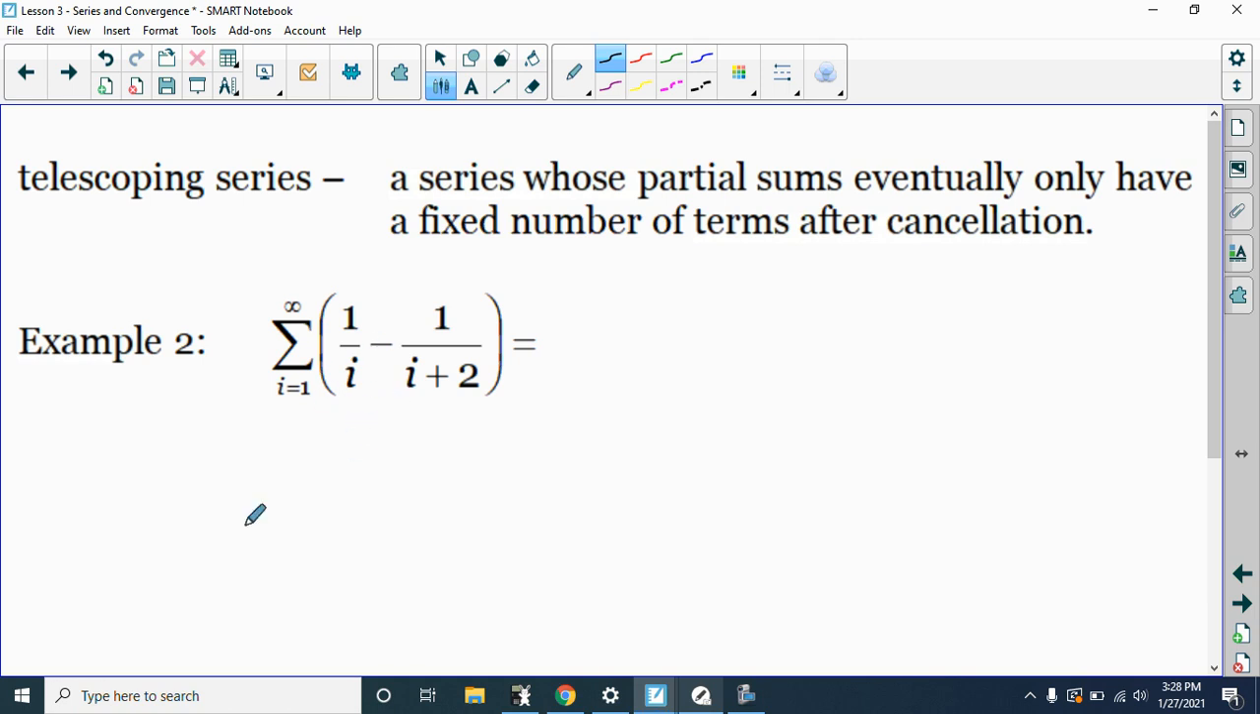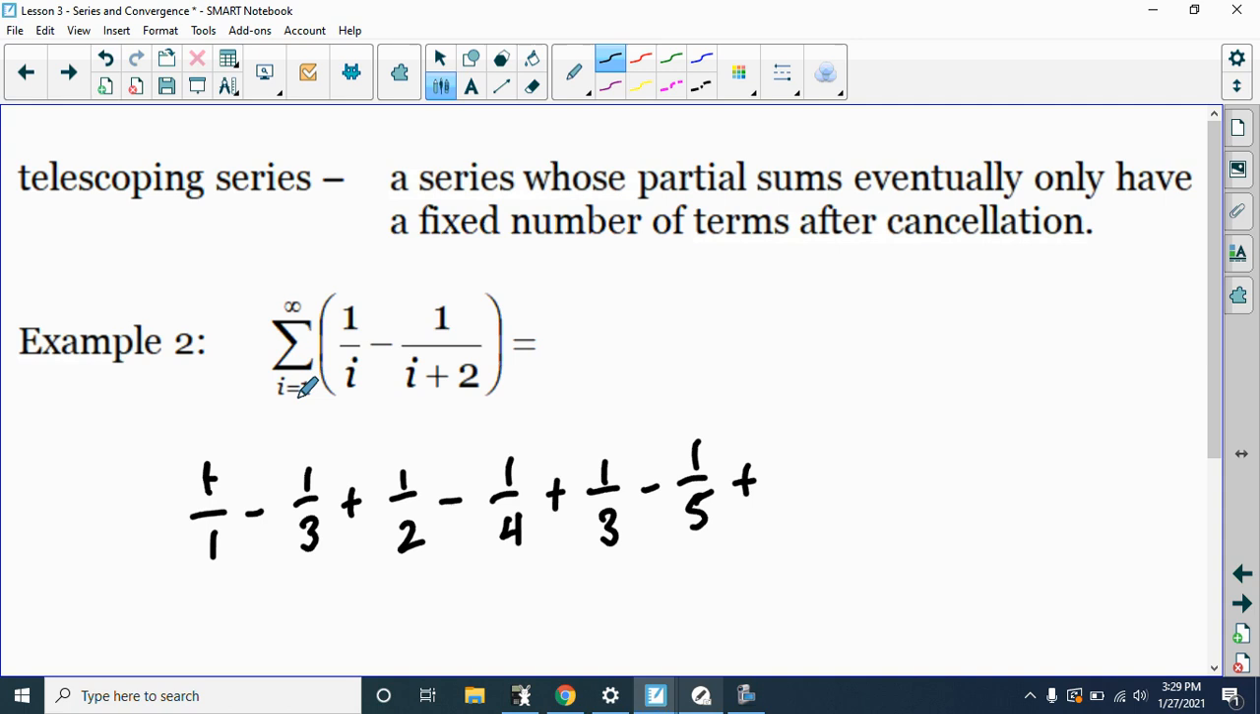So like this one here, if I plug in 1, I get 1 over 1 minus 1 over 3. And now I plug in 2, I get 1/2 minus 1/4. Now I'm plugging in 3: 1 over 3 minus 1 over 5. And then I'm plugging in 4: 1 over 4 minus 1 over 6.